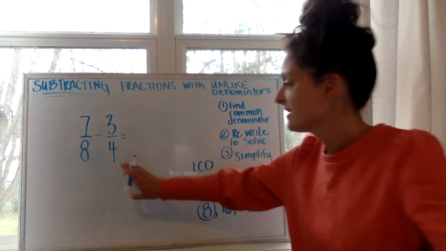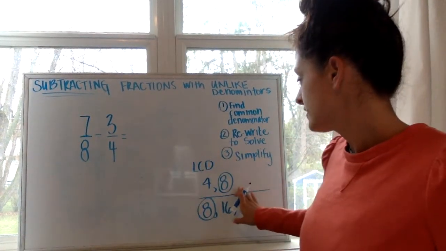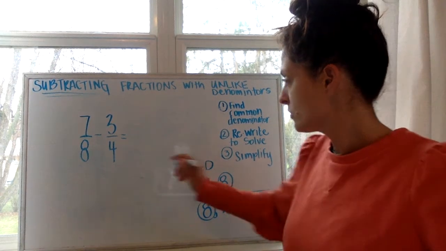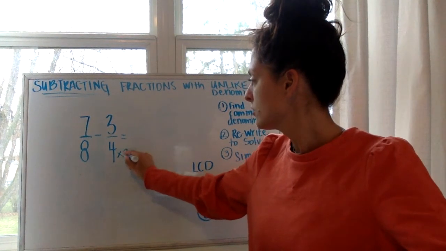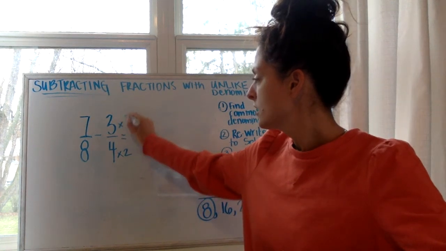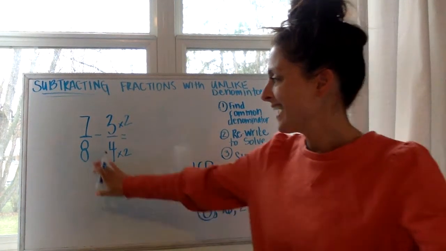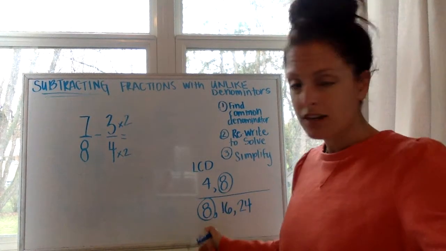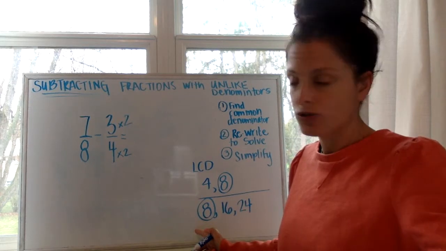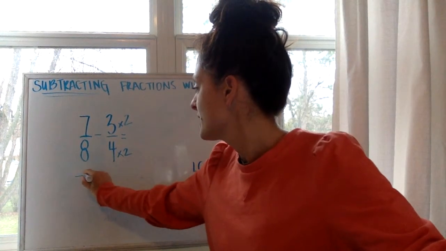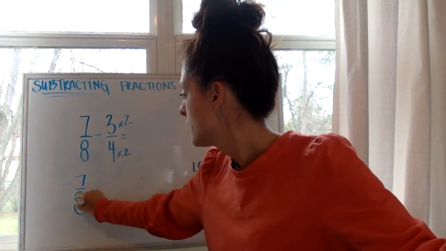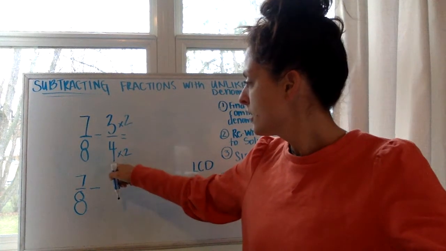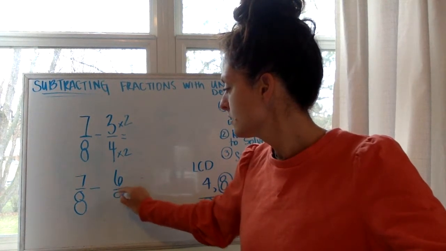So I can do something to this 4 to get 8. How many groups of 4 do we have? We have 1, 2. So I'm going to multiply it by 2 for my denominator and 2 for my numerator. I don't need to change my 8 here because it already matches what we're changing our denominator into. So I'm going to rewrite my problem as 7/8 minus 3 times 2 was 6, and 4 times 2 is 8.